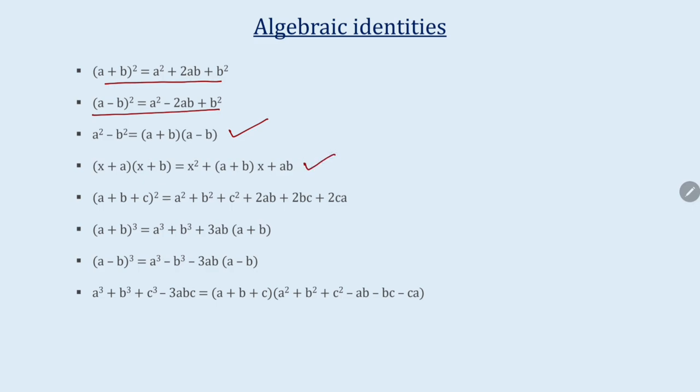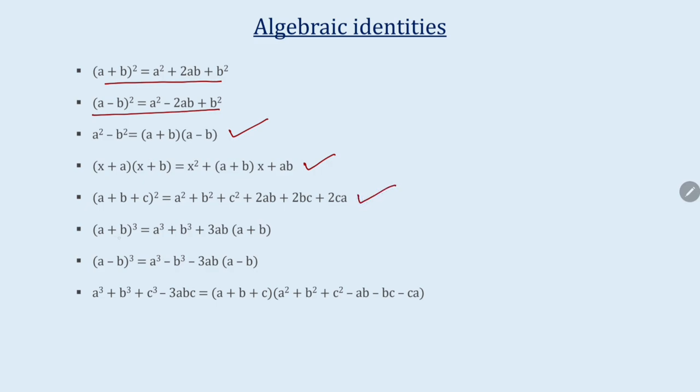Now there is another identity, (a plus b plus c) whole square. Now this is in 3 variables. We can easily memorize this in a very sequential manner. a square plus b square plus c square plus 2ab plus 2bc plus 2ca.